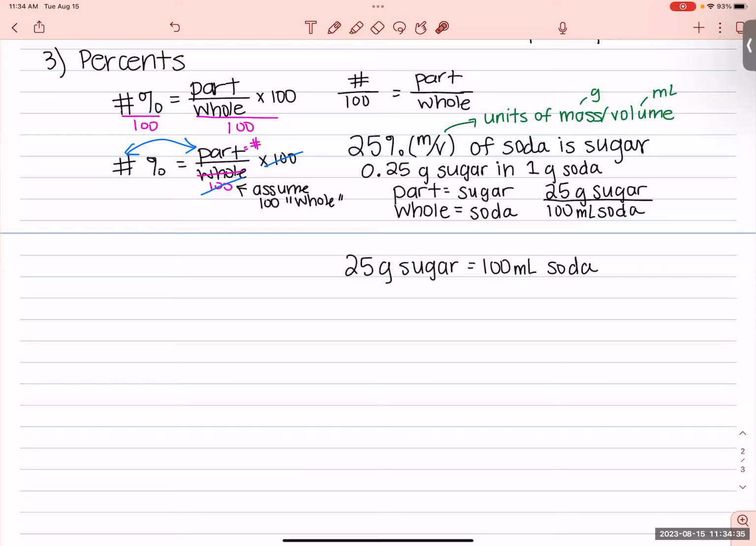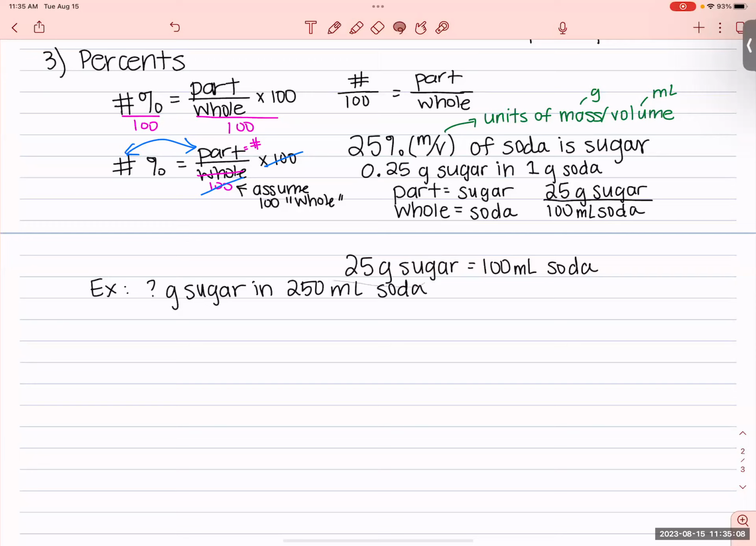So we have this 25%, we have a conversion factor here. The reason why I like to think about percents as conversions is because many people know how to use percentages when I'm asking you, like, what is the part? So for example, I have this 25% soda is sugar. How many grams of sugar in 250 milliliters of soda?